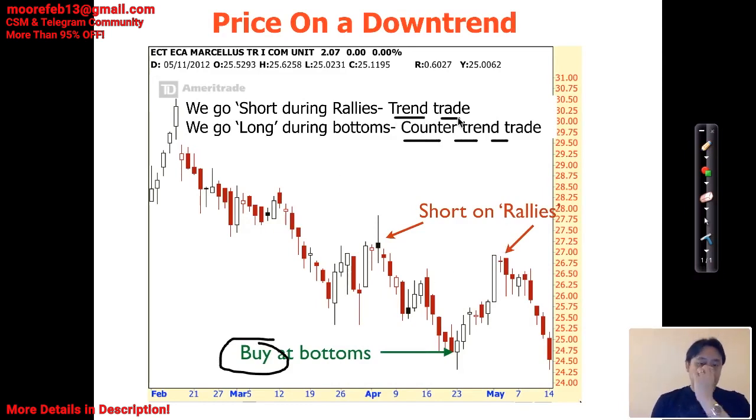So once again, for most beginners, it is actually simpler to follow the trend. So you sell on a downtrend. But if you're more of a swing trader or a day trader, getting in and out really fast, then you could also buy at the bottom of a downtrend and get a quick profit as it rallies up.